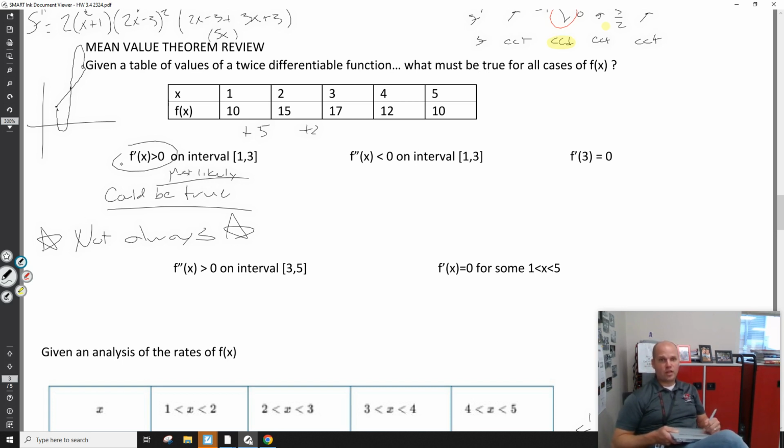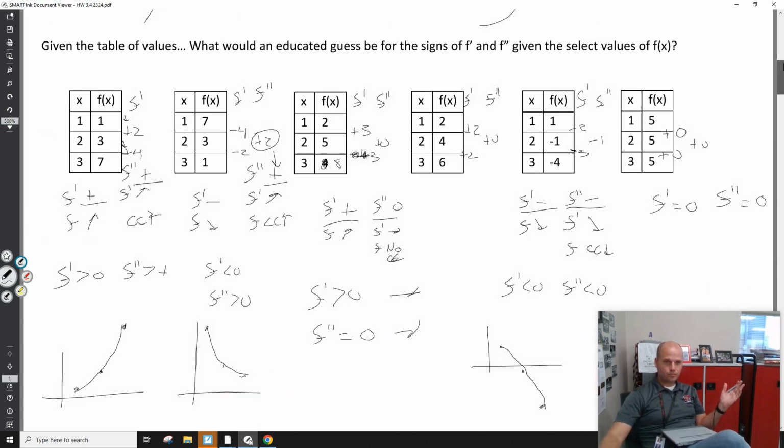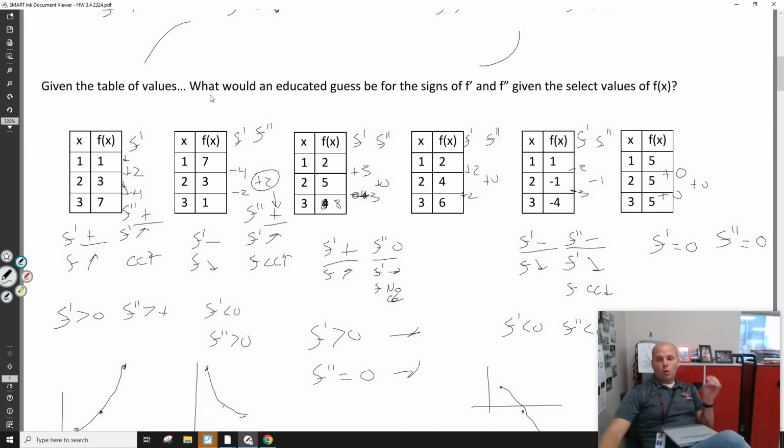You look at 1 to 3 and you're like, oh, if my rates are increasing, but the rate of change is negative, then my graph is probably concave down. Yeah, most likely. Sure, could be. But does it have to be? The answer is no. On our previous questions with these tables, we are saying what would be an educated guess. It is not saying what must be true. These answers are all could be's.